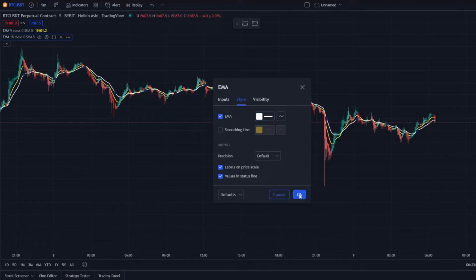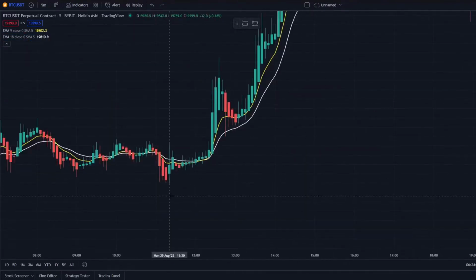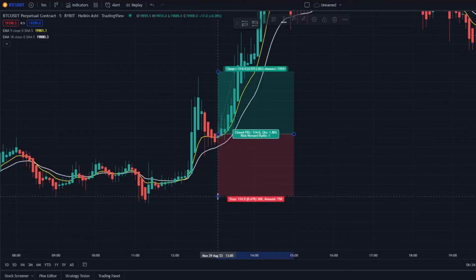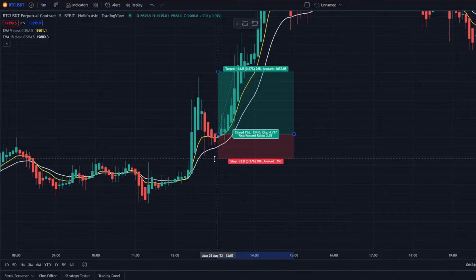Now the rules for this strategy are: for a long position, we're going to be looking for the 9-period EMA to cross over the 18-period EMA. Next, we want to see the price pull back into either the 9-period EMA or even the 18-period EMA. We're going to open up a long position on the first bullish candle close, set the stop loss just a little over the previous lows, and target a 2-to-1 risk-to-reward ratio.